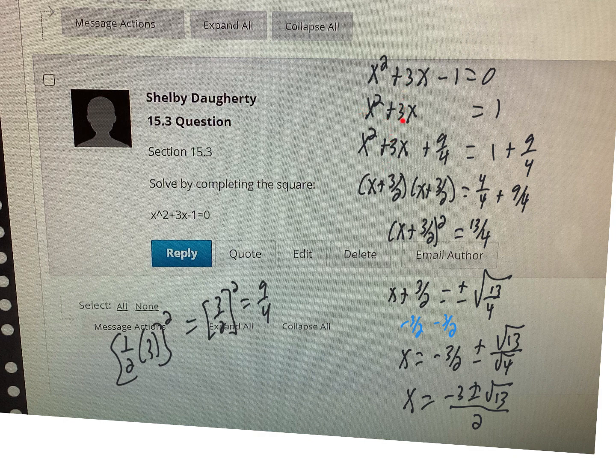You've got to look at the coefficient of the linear term, which is 3, and take half of it and square it. So half of 3 is 3 halves. You square that, that's 9/4. You add 9/4 to both sides. And then you want to factor this.